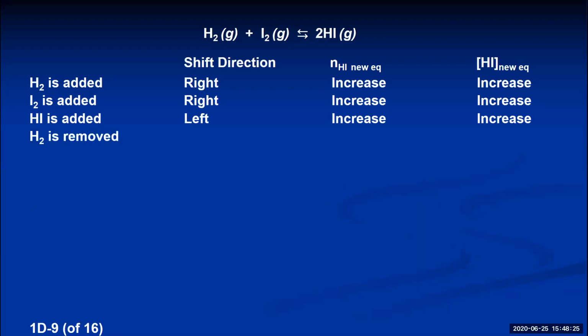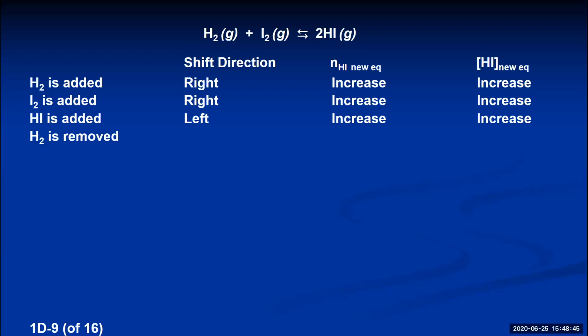Let's try this. Let's say H2 is removed from the container. If you remove a substance from a container, that means that there's going to be less H2s in the container to bump into the I2s. If they don't bump into each other as quickly, the forward reaction slows down. So what reaction is dominating now? It's the reverse reaction.